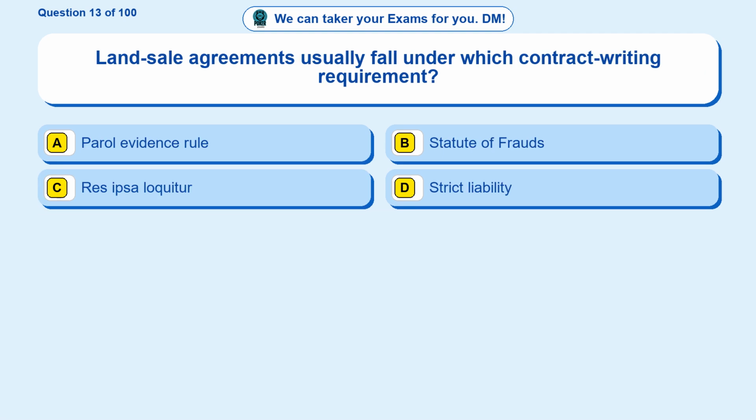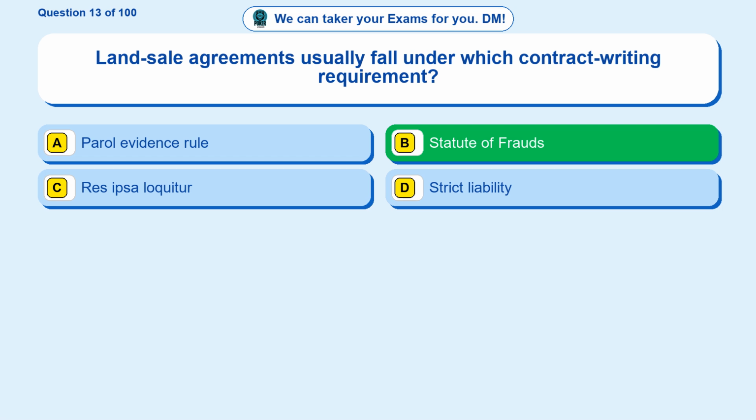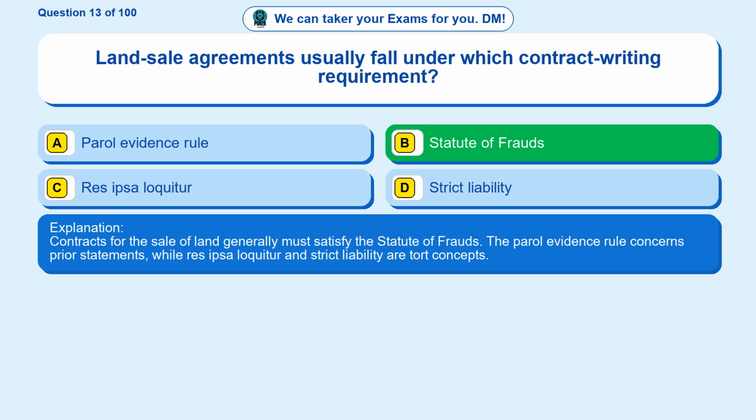Question 13. Land sale agreements usually fall under which contract writing requirement? Option A. Parole evidence rule. Option B. Statute of frauds. Option C. Res ipsa loquitur. Option D. Strict liability. The correct answer is option B. Statute of frauds. Contracts for the sale of land generally must satisfy the statute of frauds. The parole evidence rule concerns prior statements, while res ipsa loquitur and strict liability are tort concepts.